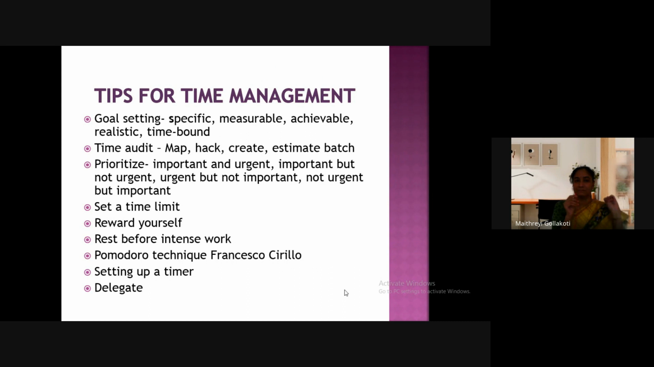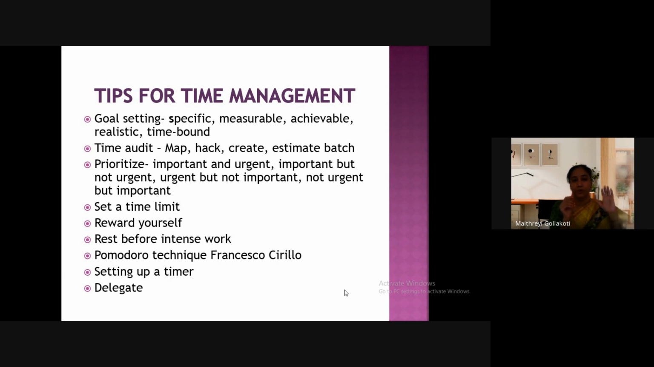SMART. Okay. So the first one is specific. What is specific? Now, when we are setting a goal, set a goal precisely. See, today I am taking a class. So, what is my specific goal? To teach adjectives, to teach verbs, or to teach past tense, or to teach articles. So, goal should be specific.